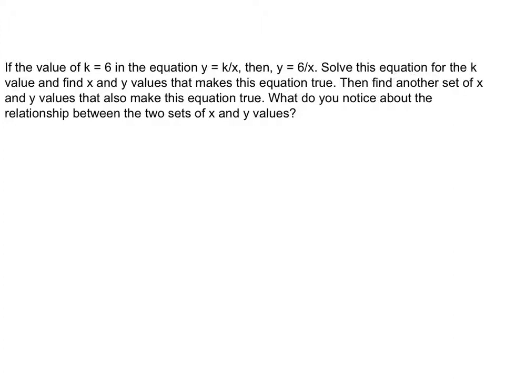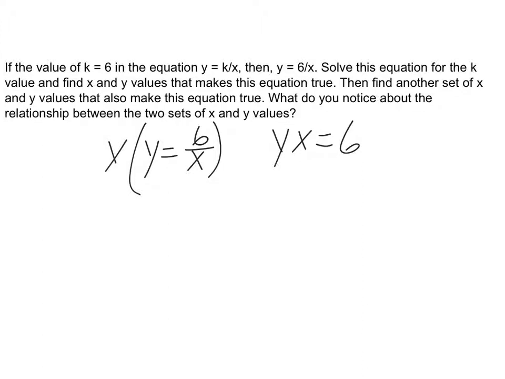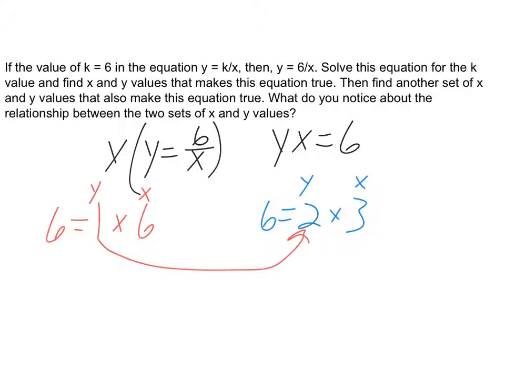Again, we're going to use the value of 6 for k, and we're going to multiply both sides by x again. So we get that y times x is equal to 6. Now we're going to solve for x and y. What two numbers can multiply together to get 6? Well, I could have 1 times 6, or I could have 2 times 3. So again, here's my y, here's my x, here's my y, here's my x. In this particular example, my y values got bigger and my x values got smaller. So they are inversely proportional.